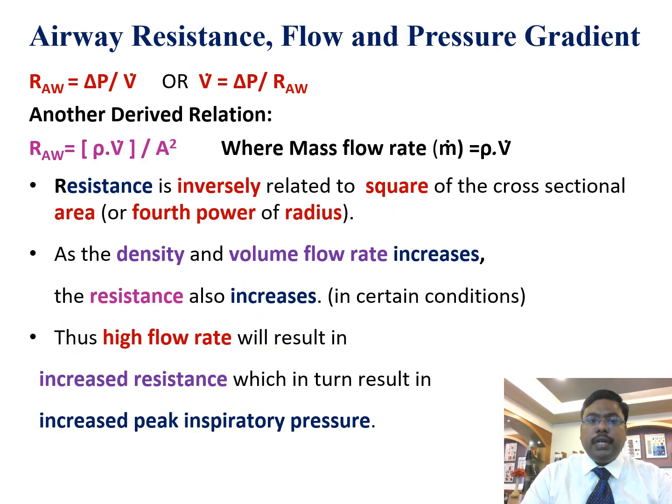Airway resistance, flow and pressure gradient. So resistance is equal to pressure gradient divided by volumetric flow rate, or volumetric flow rate is equal to pressure gradient divided by airway resistance. Another derived relation, resistance is equal to mass density into volumetric flow rate divided by area square. Resistance is inversely related to the square of the cross-sectional area or fourth power of radius. As the density and volume flow rate increases, the resistance also increases. Thus, high flow rate will result in increased resistance, which in turn results in increased peak inspiratory pressure.